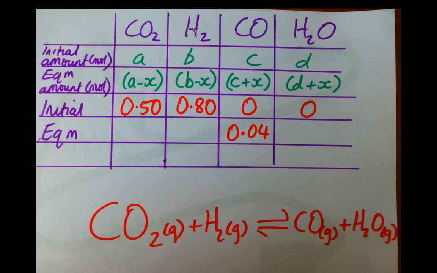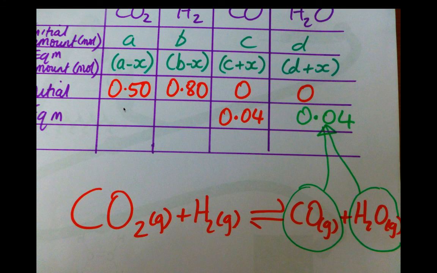That's what we know. We also know that at equilibrium we've got 0.04 moles of carbon monoxide. Right, so that's what we know. We also know that carbon monoxide has to come from somewhere, and it must have come from here. So if we're gaining 0.04 moles on the right hand side of the equation, it must have been lost from the left hand side of the equation.